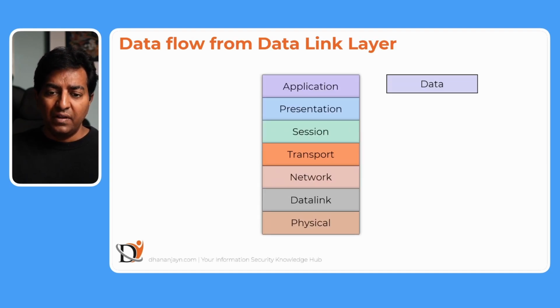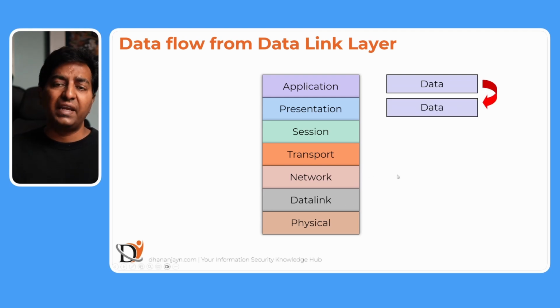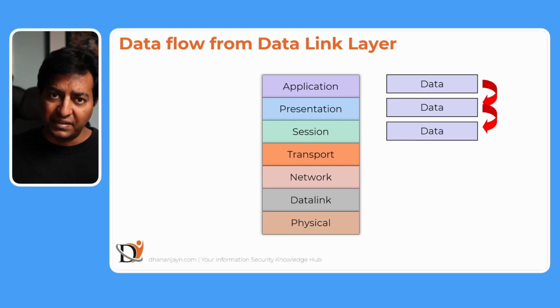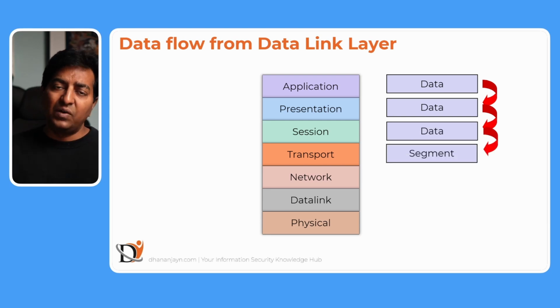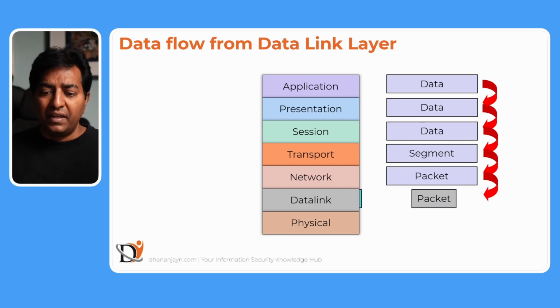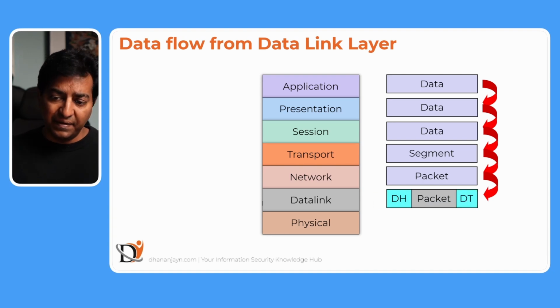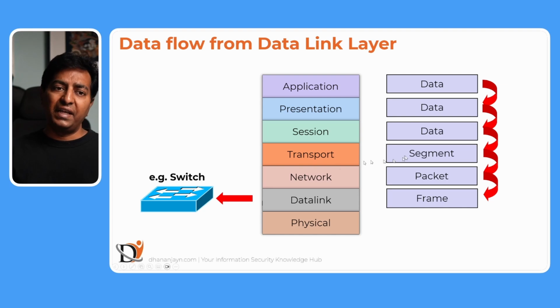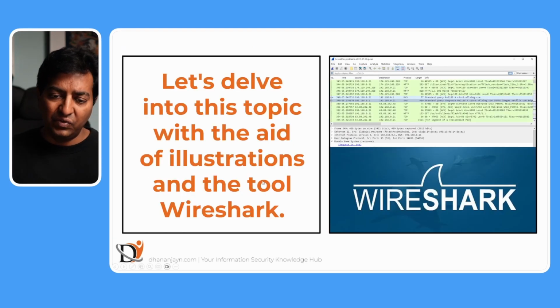So coming to the data link layer, the flow of data: the application port number is attached, data is presented in the correct format, for example EBCDIC, JPEG, MPEG, whatever. Session is established, data is now segmented, source IP and destination IP are attached. Now the data link header attaches its headers and the data at the data link layer is in the form of a frame. The device that works at the data link layer is nothing but a switch. So with this we come to the end of the data link layer discussion.